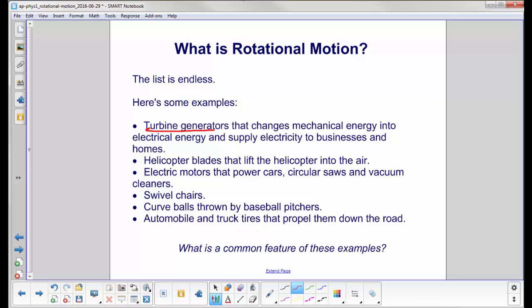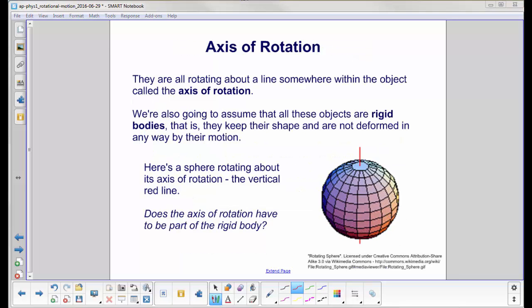So what's a common feature of these examples? All of those objects are rotating about a line somewhere within the object, and we call that the axis of rotation. You could also have an axis of rotation to the side of it, but then you've got a different problem. We're not going to worry about that for now. So here we have a globe, a sphere rotating. And see the little red line there? The red line starts there, goes through the object, and comes out the bottom.